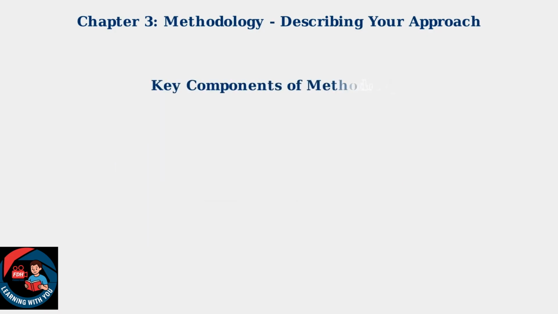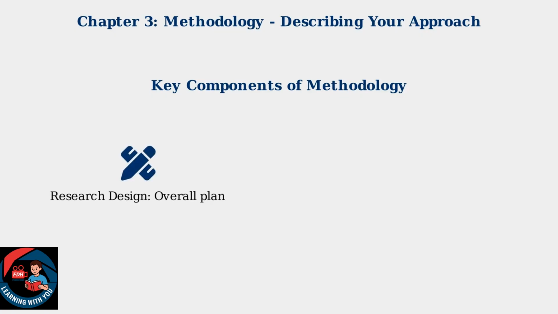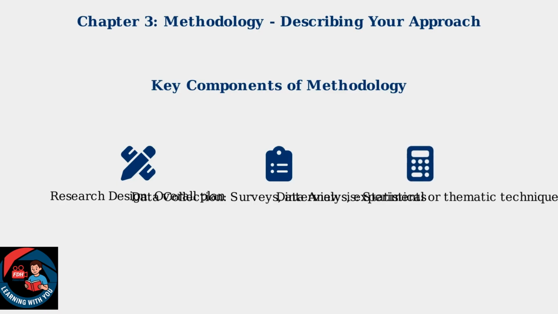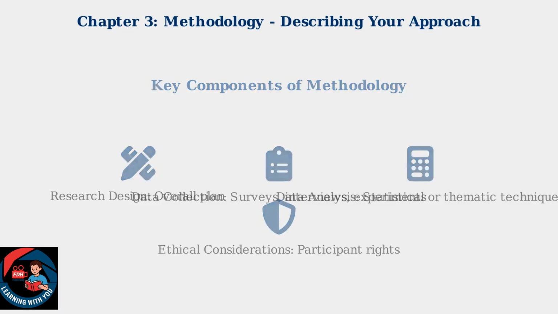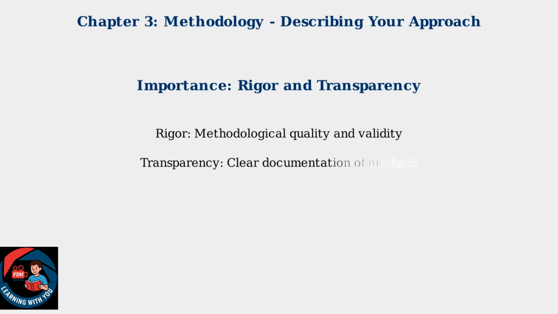The methodology chapter includes several key components. First, research design outlines the overall plan for your study. Data collection methods include surveys, interviews, and experiments. Data analysis involves statistical or thematic techniques. Ethical considerations ensure participant rights are protected. The methodology emphasizes rigor in methodological quality and transparency in documenting your approach.